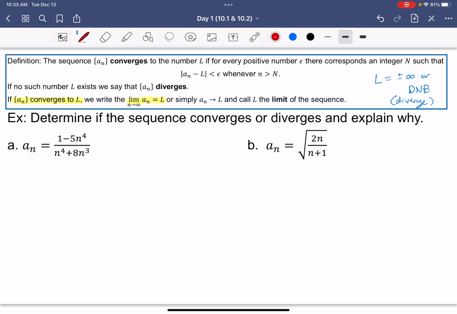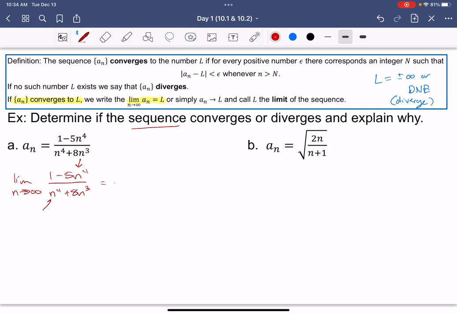A sub n is 1 minus 5n to the fourth over n to the fourth plus 8n cubed. Since this is a sequence, the only thing we ever have to do to determine if a sequence converges is to take the infinite limit of 1 minus 5n to the fourth over n to the fourth plus 8n cubed. And then, as you probably remember from Calculus 1, when you take an infinite limit, if the highest power on top and bottom match, which in this case they do, n to the fourth and n to the fourth, you use the ratio of coefficients.